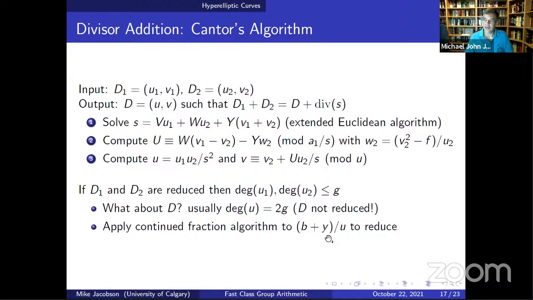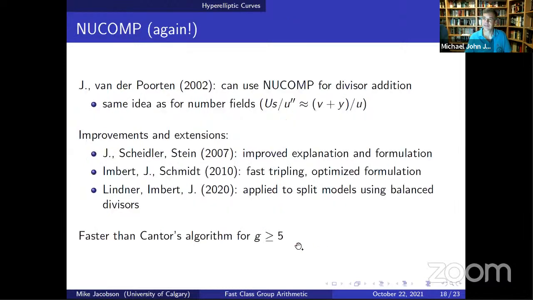Remember that y comes from my hyperelliptic curve equation, and it's basically the square root of f. So very similar. And here you can actually use the language of continued fractions to essentially unify the ramified imaginary or split real models. But the reduction basically amounts to doing a continued fraction of that. And so NUCOMP is also applicable.